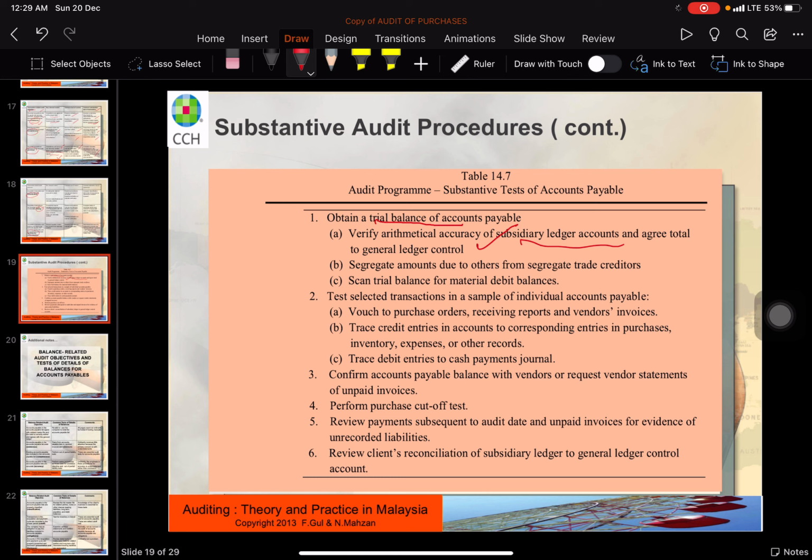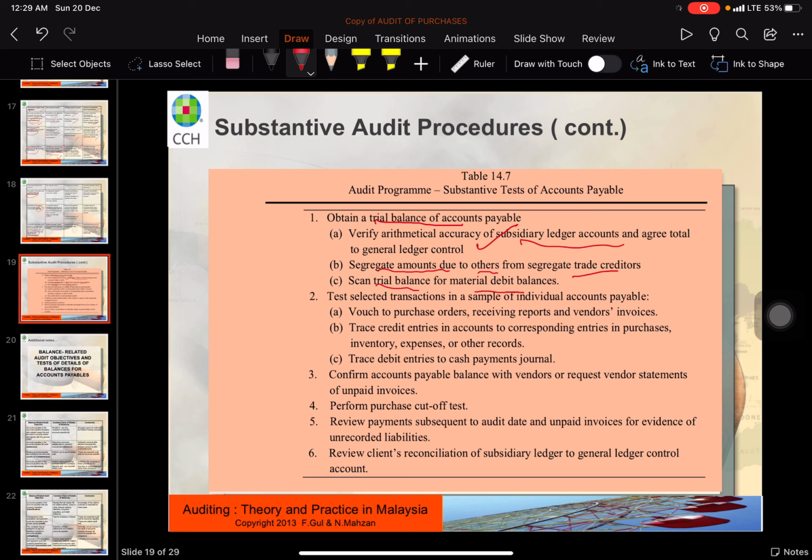Alright, and then we have to segregate the amount due to others from trade creditors. So we have to segregate between the two. Then scan the trial balance for material debit balances. If you can see that for a company there is a material amount, we test on that one.